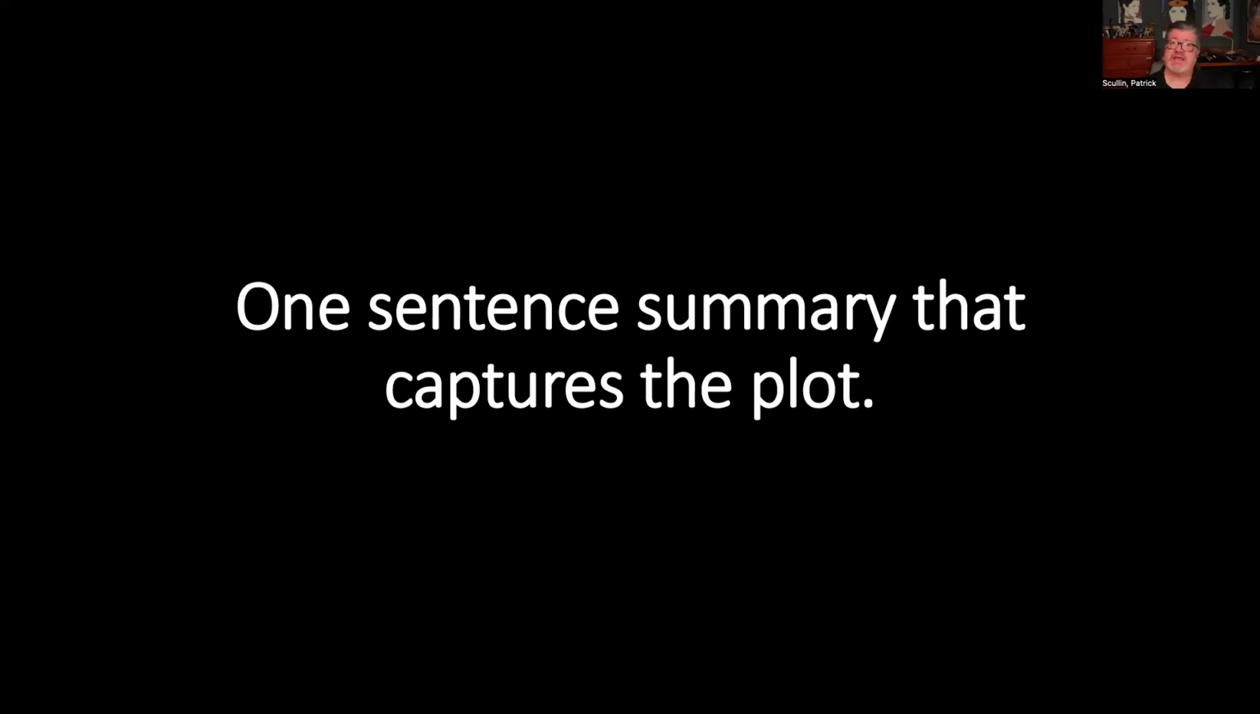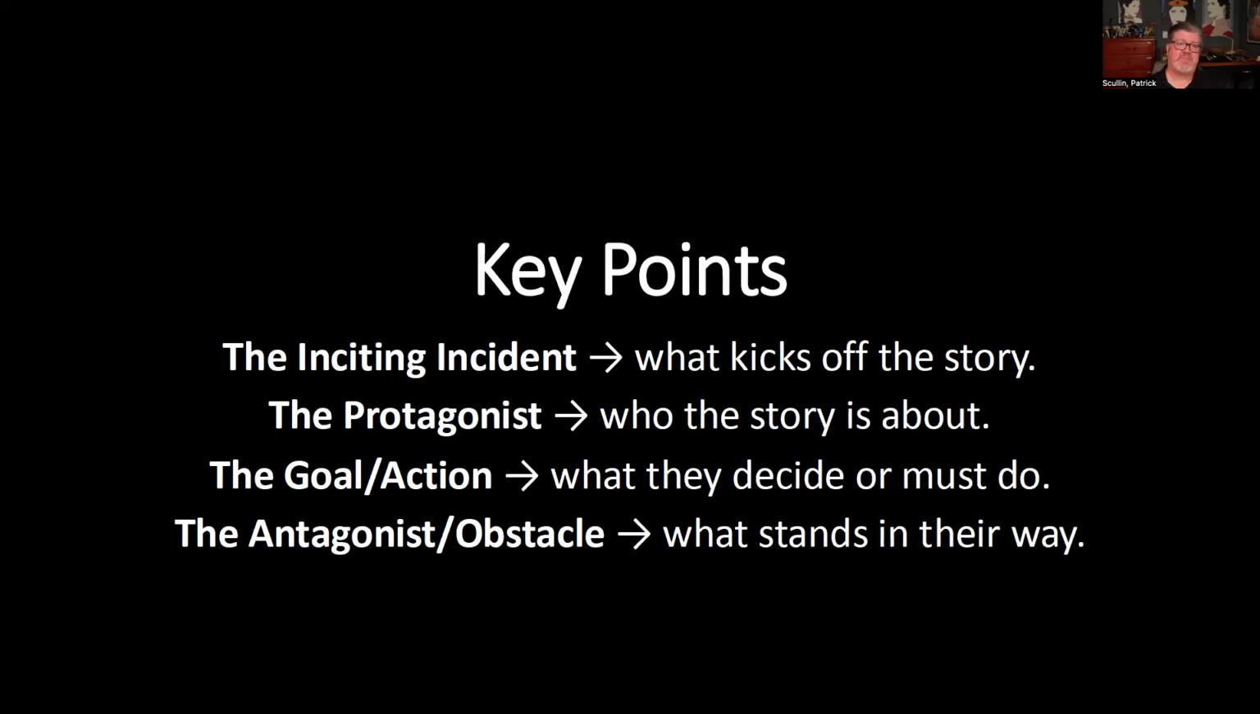So, if your story cannot be summarized in a one sentence log line, then you've got a problem and you really don't know what your story is yet. So, this is an editing process to go through it and to simplify and to craft and to hone in on what really matters. Here's some key points to remember when thinking about your log line and your plot points. You've got to cover these four things essentially.